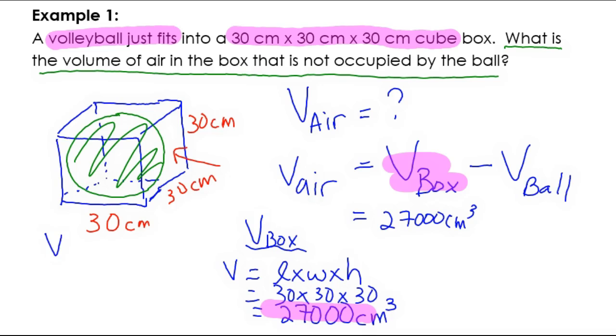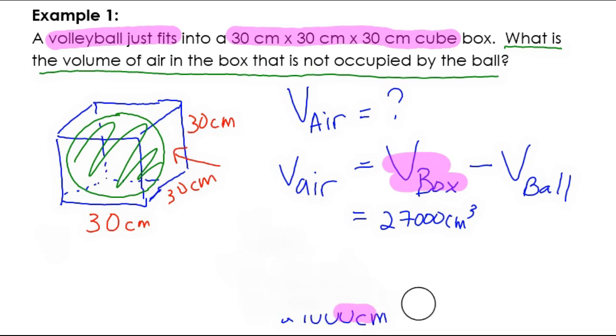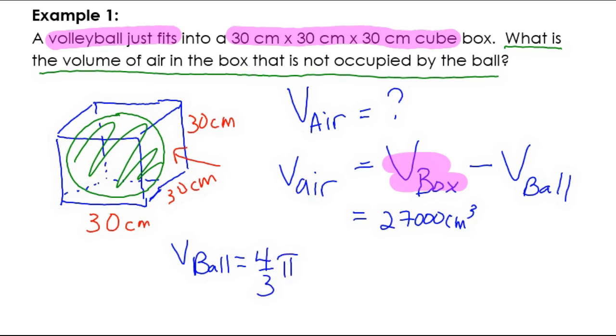Okay, so the volume of the ball, I'm going to get rid of some of this because it's getting a little crowded. Next, I want to find the volume of the ball. Okay, so the ball, I'm going to assume is a perfect sphere. And so the formula for the volume of a ball, as you may remember from previous classes, is 4/3 pi r cubed.